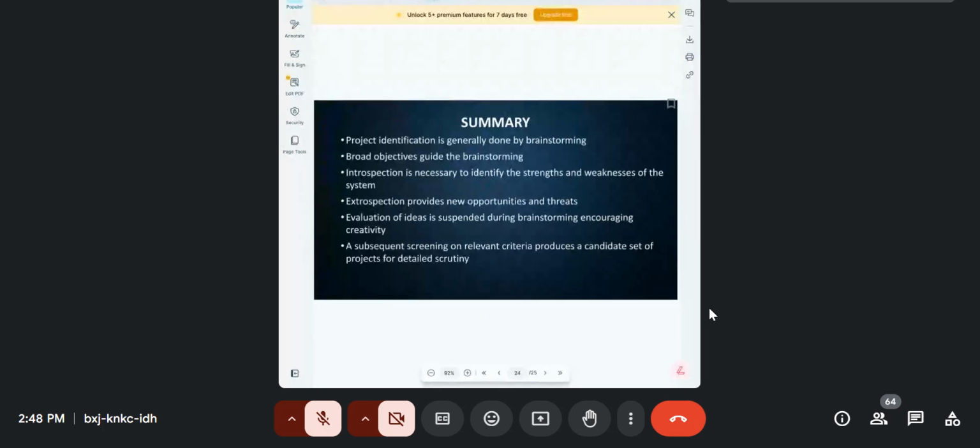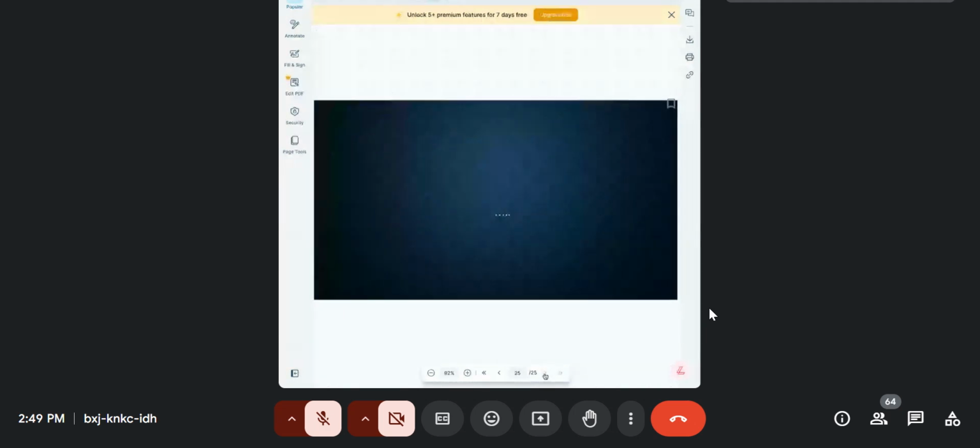And then remember, evaluation of ideas is suspended during brainstorming. Here we are just listing the projects to get as many ideas as possible. So screening is what would be done subsequently after all the projects have been listed. Any questions so far?